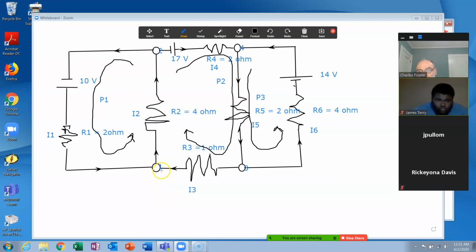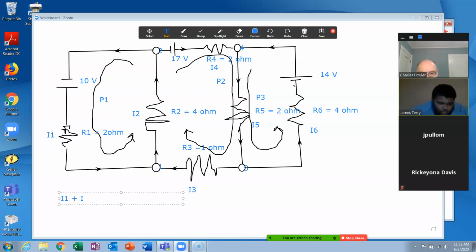Let's start with junction 1. What do we have coming in? I1's coming in. I3's coming in. I2 is going out. So that says to me, the first one says I1 plus I3, because both have come into that.